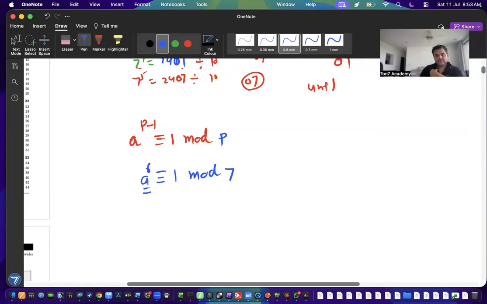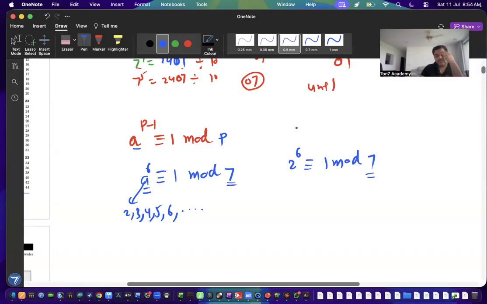So what do you mean, put in place? See, this a is co-prime with respect to this 7. So you can put any number which is co-prime with it. You can put 2 here, 3 here, any prime number, because it will be co-prime with 7. You can put 4 also, 5 also, anything. So if I say 2 raised to 6 is congruent to 1 mod 7, it means if you divide 2 raised to 6 by 7, that gives remainder 1.